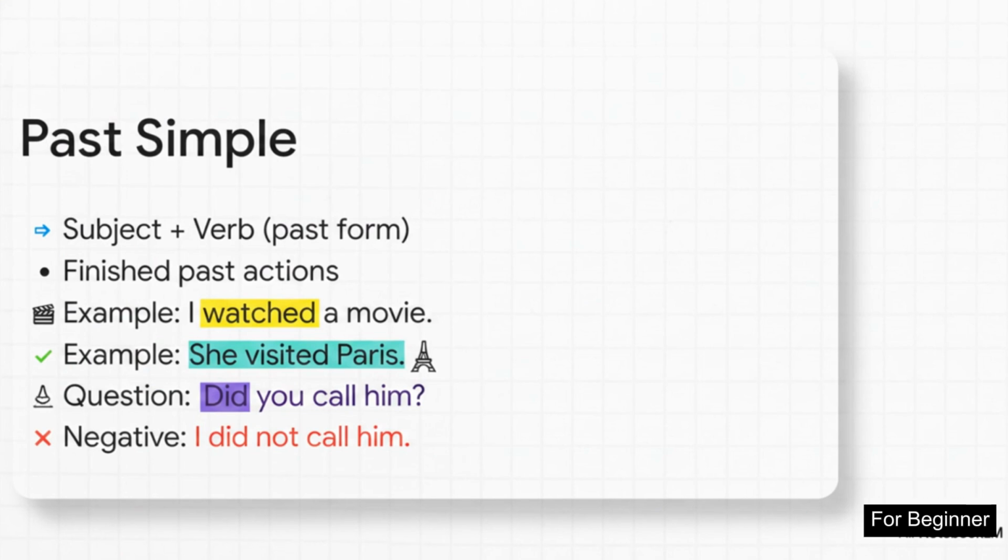Let's break down the past simple. You just use the past form of the verb to talk about actions that are completely over. I watched a movie last night, or she visited Paris. Totally finished. And notice how we rely on the word did to ask questions about the past or did not for negatives. When you use did, your main verb pops right back to its original base form.